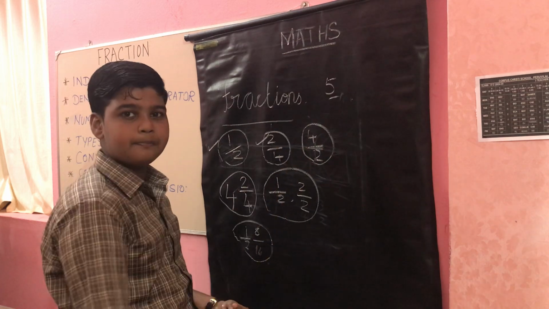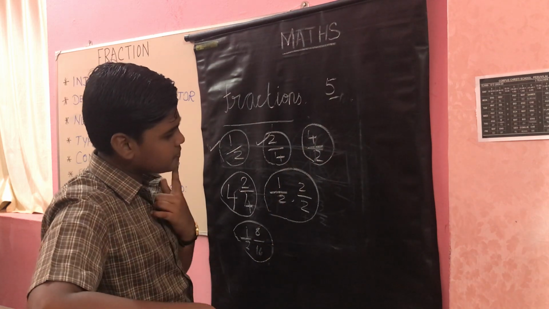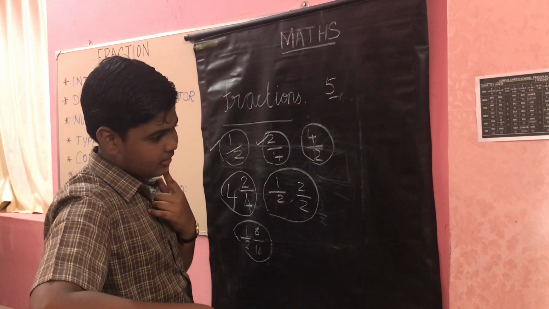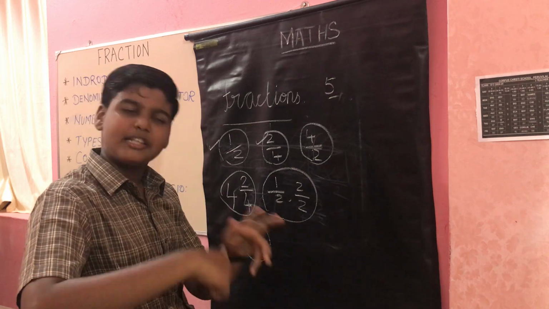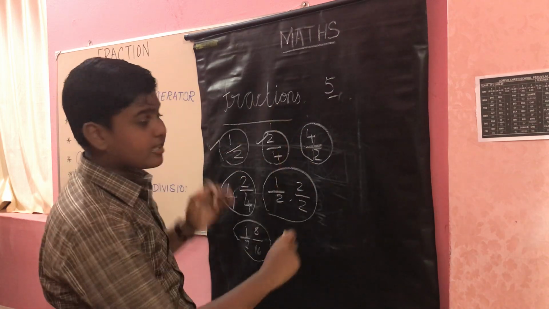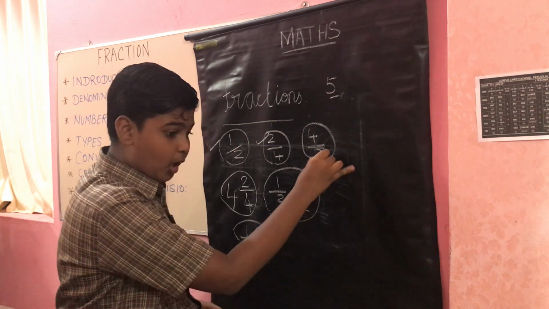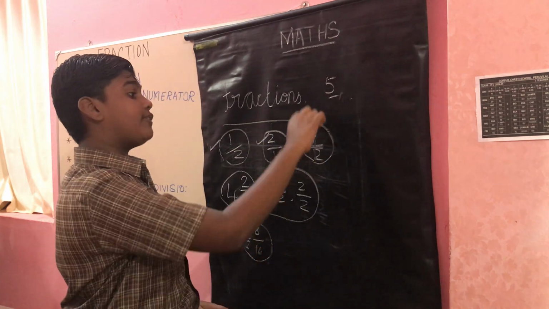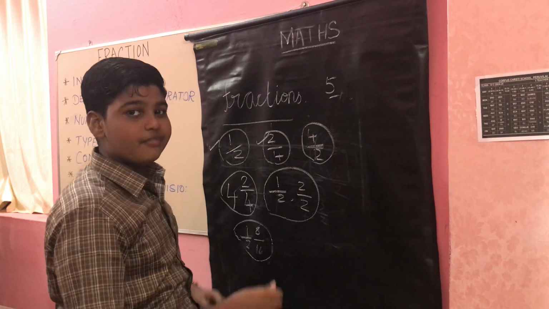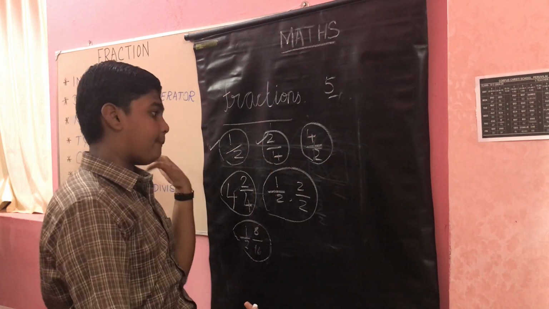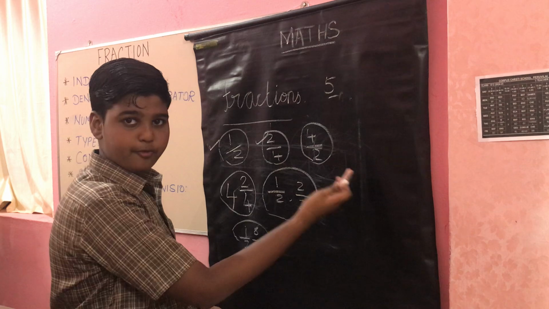What about this? You will think, it's not proper. Then what is it? It is improper. So simple. So this is known as improper fraction. So see, here the denominator has a smaller value than the numerator. That's the difference between the proper fraction and improper fraction.